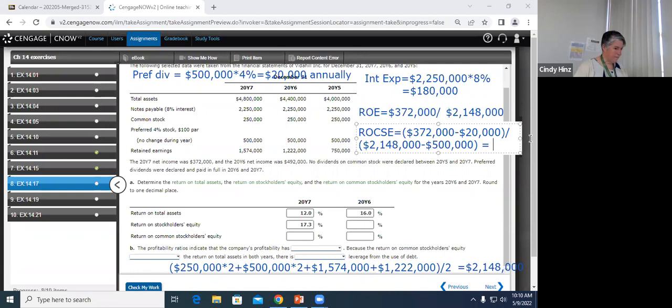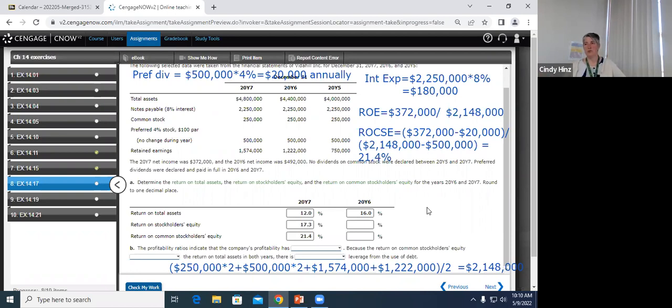And rounding to 1 decimal place, on the percentage we got 21.4%. So what does that tell us? That their return on common stockholders' equity is higher than the return on stockholders' equity.